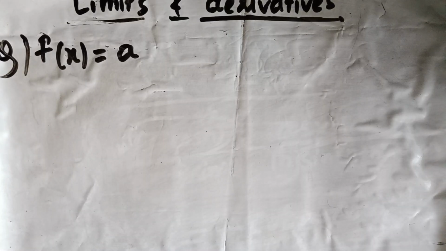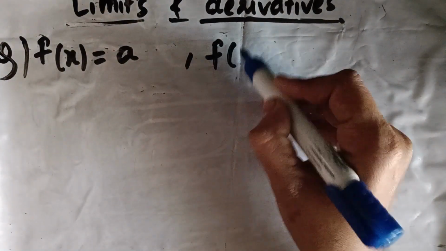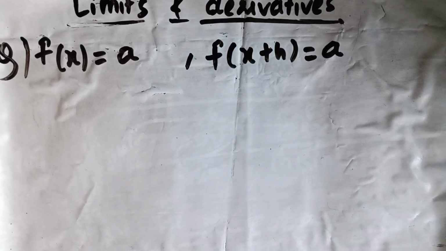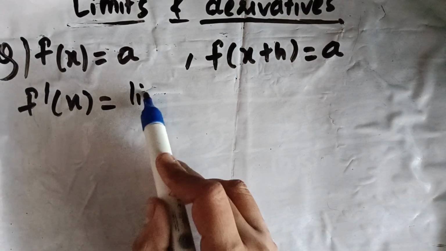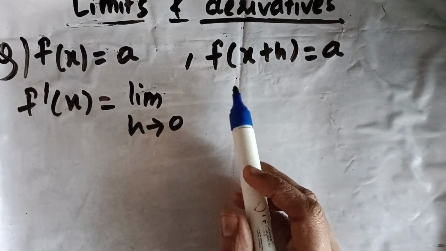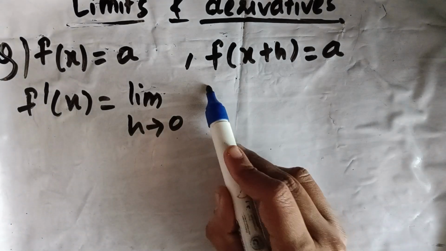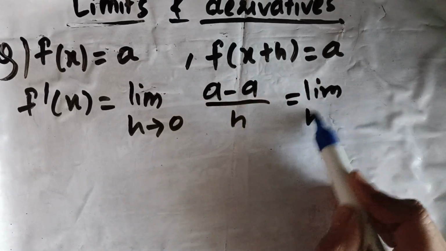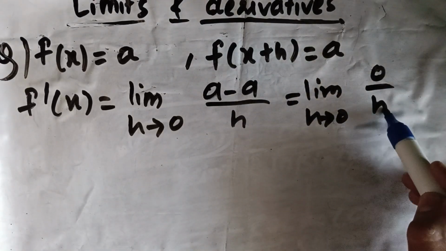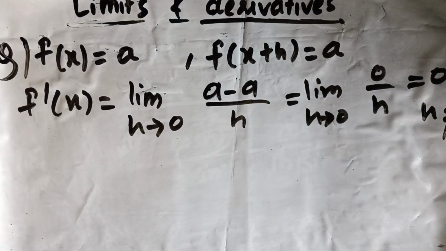Let's find out the derivative of a constant function, f of x equal to a. So f of x plus h is also a, right? So f dash of x is limit as h tends to 0, a minus a upon h, which is 0 by h, which is equal to 0, where h is not equal to 0. So the derivative of a constant function is always 0.